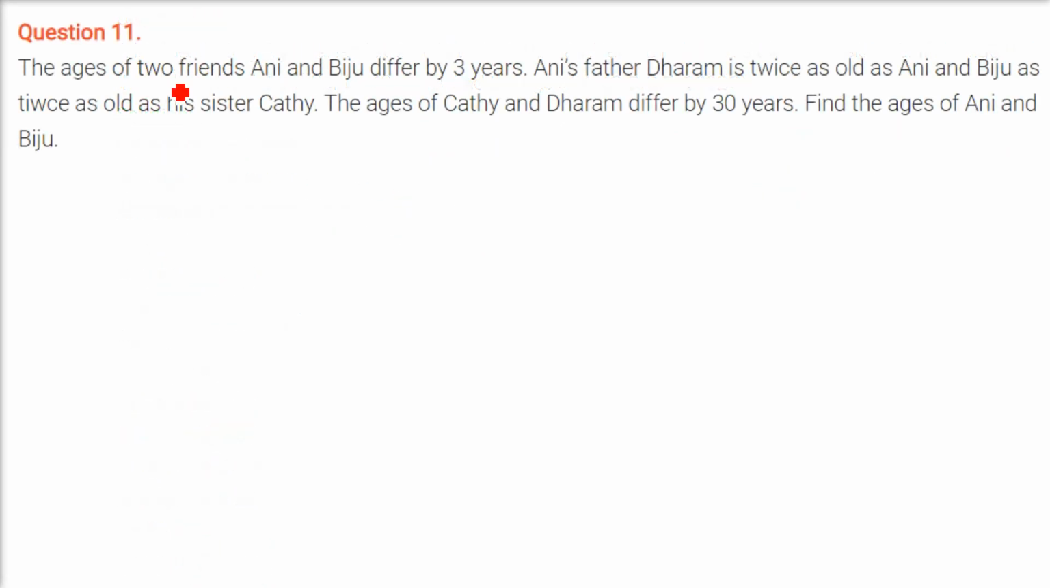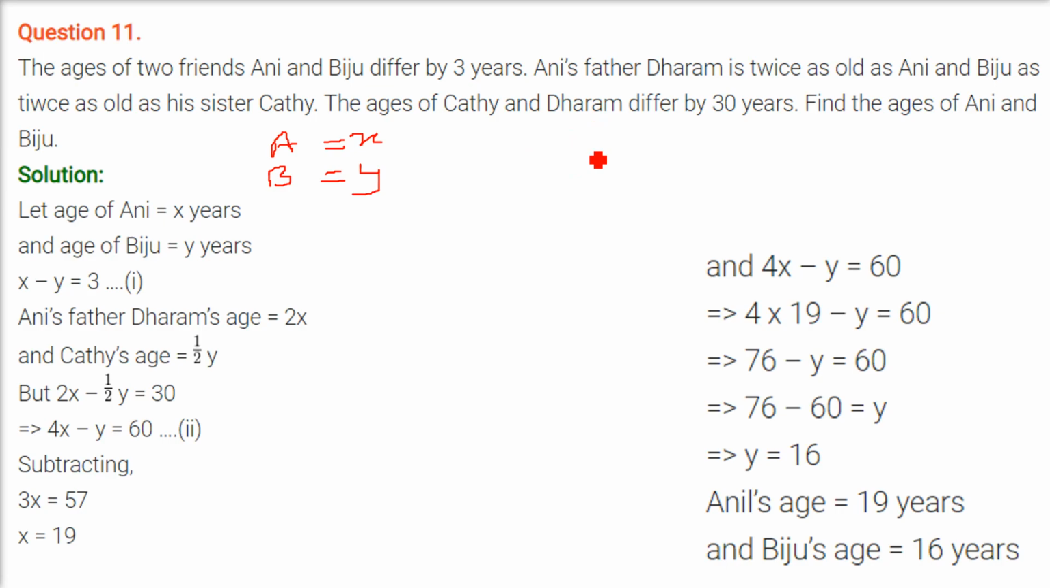The ages of two friends Annie and Biju differ by 3 years. So let us say that if Annie's age is x, Biju's age will be y. They differ by 3, so x minus y equal to 3 is our first equation.